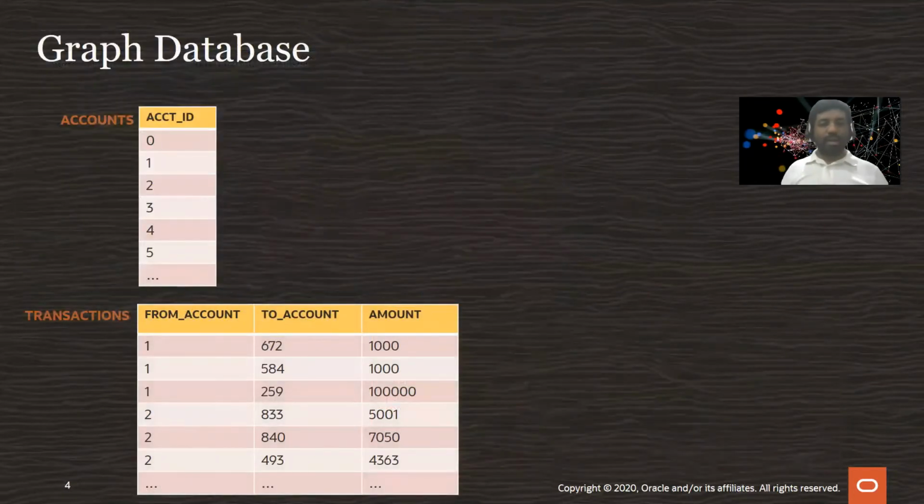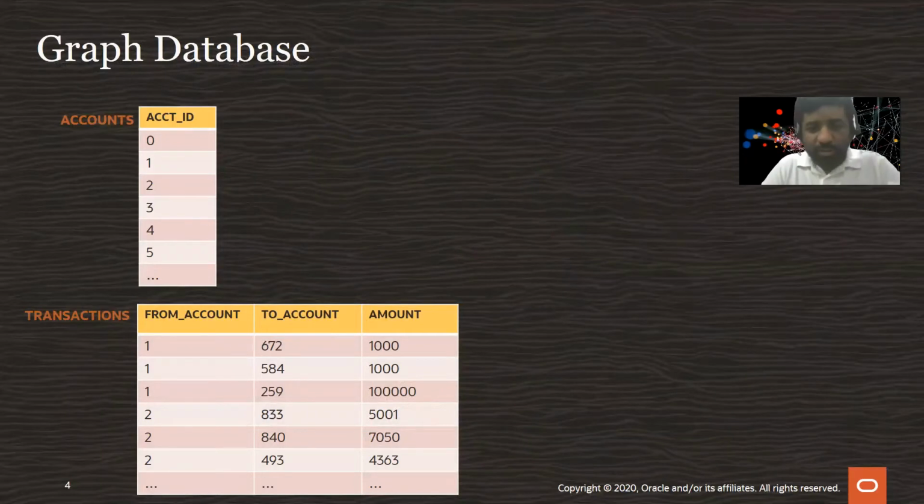All right. Getting into one more example. In the last slide, we were looking at a bit more complex example, where multiple tables were involved in framing a graph query. Let's look at a very simple example.